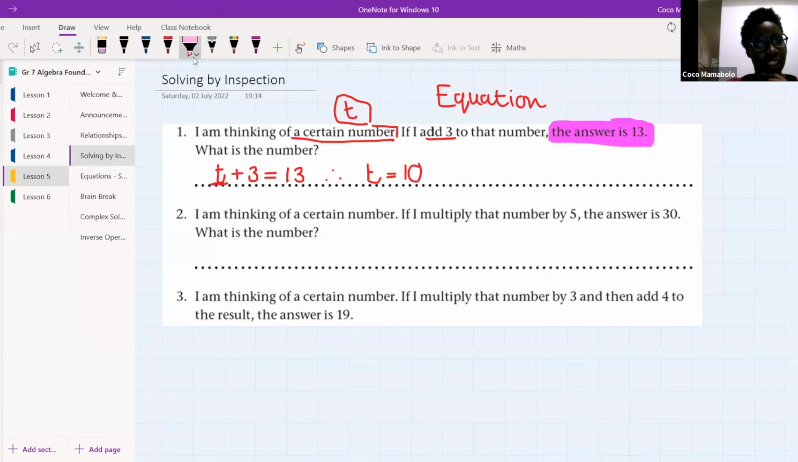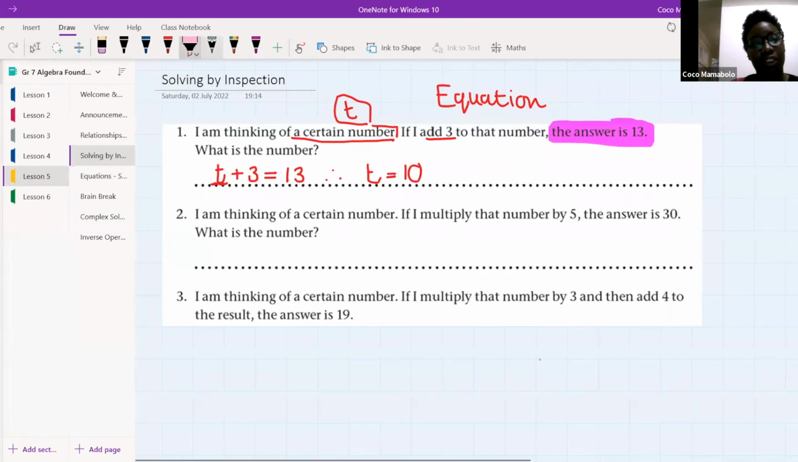I like this pink. Oh, Diso, no. Okay, I'm going to ask Masichaba. We'll get back to you, Diso. Masichaba, are you there? Yes, ma'am. Oh, excellent. Hi, Masichaba. Hi, ma'am.